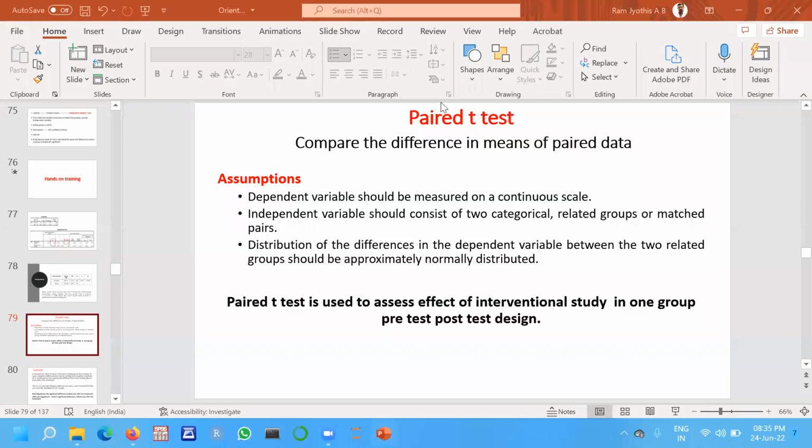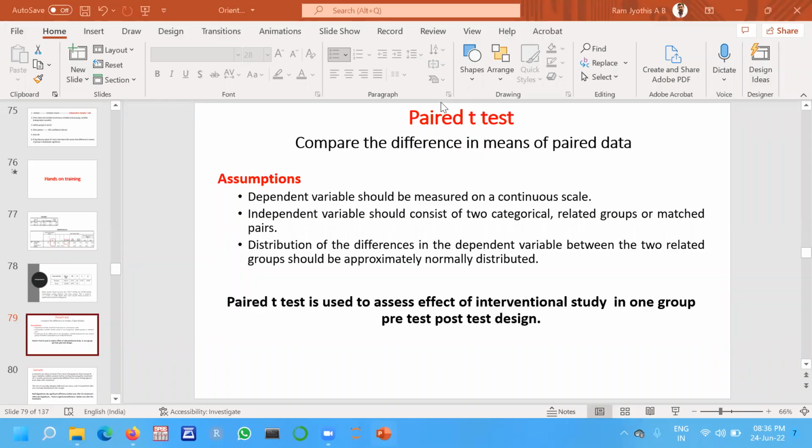So this is applicable when you are doing a pre and post test design, or before and after. So only the same set of samples will be there. The data is collected from the same sample, but before treatment and after treatment. So it is a paired t-test. Here the comparison is in the difference in means of paired data before and after.